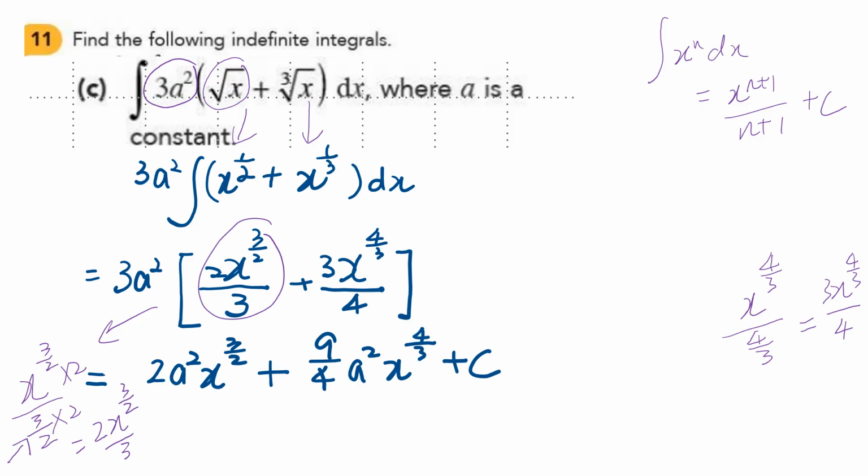Right, so let's do a recap. If you have like x to the power 5/3 divided by 5/3, what you get is 3x to the power 5/3 over 5. So whatever you have here, can you see, is just the flip of your 5/3.